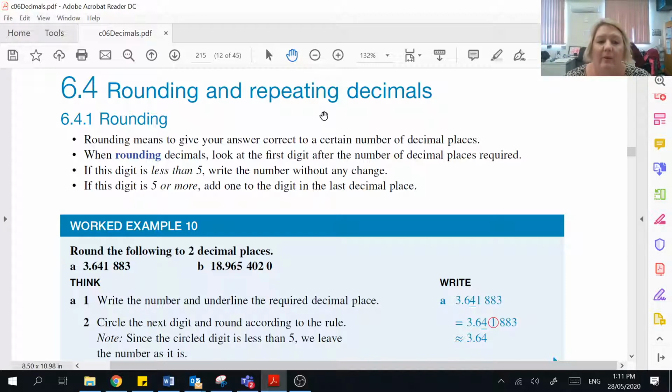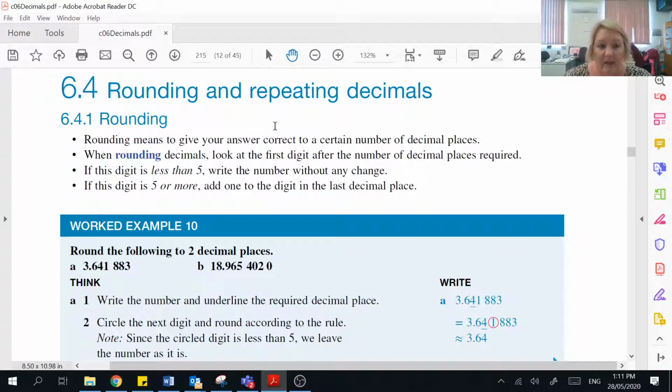So this week we're looking at adding and subtracting decimals, and that's confusing because that's not the heading you can see on here. I just want to have a quick minute to revise rounding and repeating decimals. Some of you are really good at this. I know you started doing it in primary school, and some of you are looking around going, I've never done this before in my life.